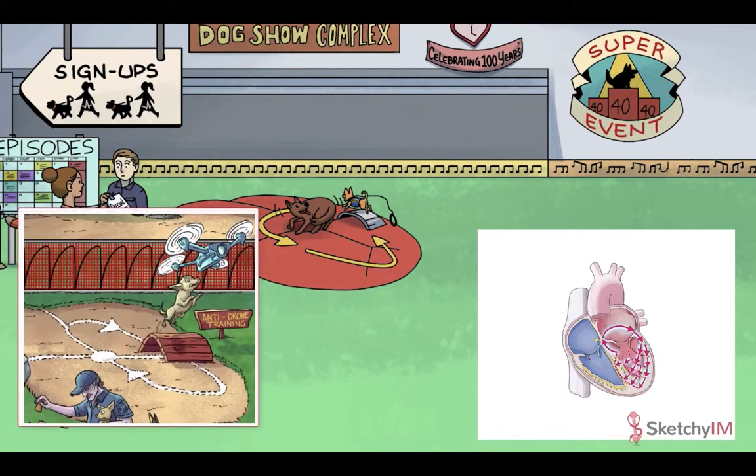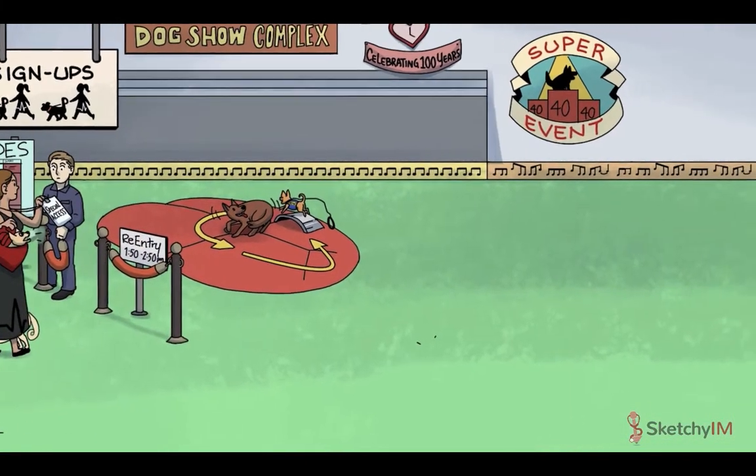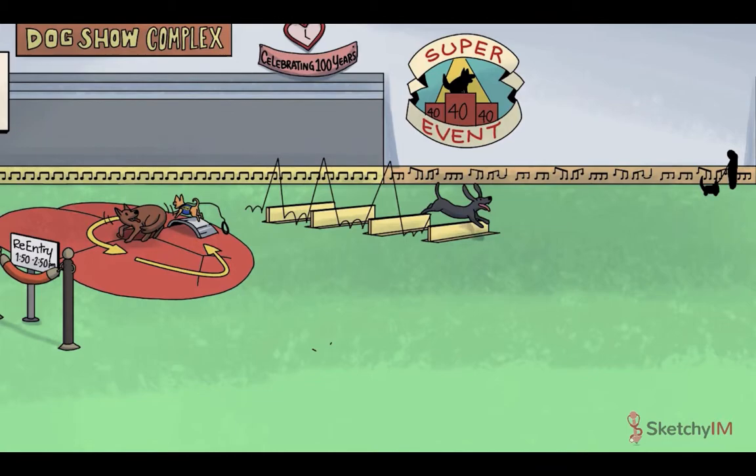This shows up as a wide QRS complex tachycardia and is illustrated by this anti-drone dog over in our wide complex tachycardia sketch. On top of that, the AV node is not able to slow the circuit and the heart rate can get up into the 300s. This can lead to cardiovascular collapse or deteriorate into VFib. Not good. Back to more benign arrhythmias.